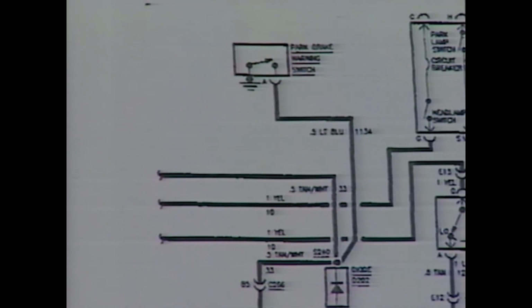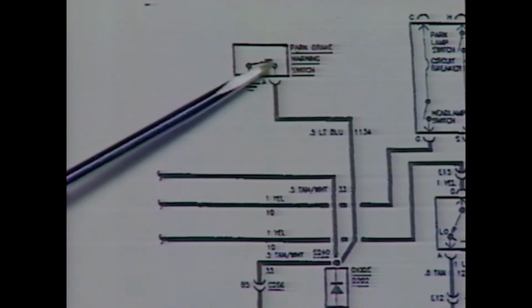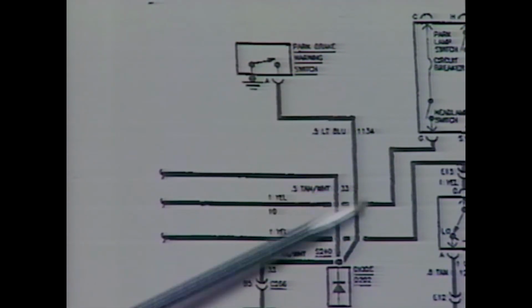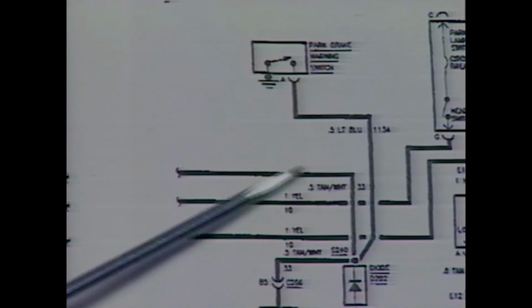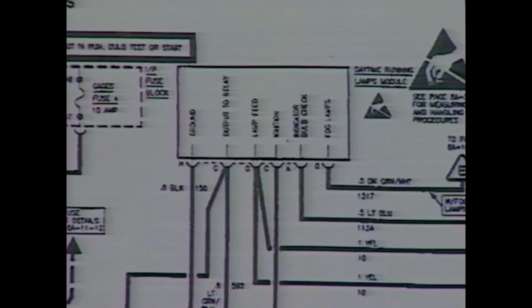There is one other input to the DRL module which has already been mentioned. It is a ground signal from the parking brake. If the parking brake is applied, the ground signal will prevent the module from grounding and activating the relay, and the daytime running lights will not be on.